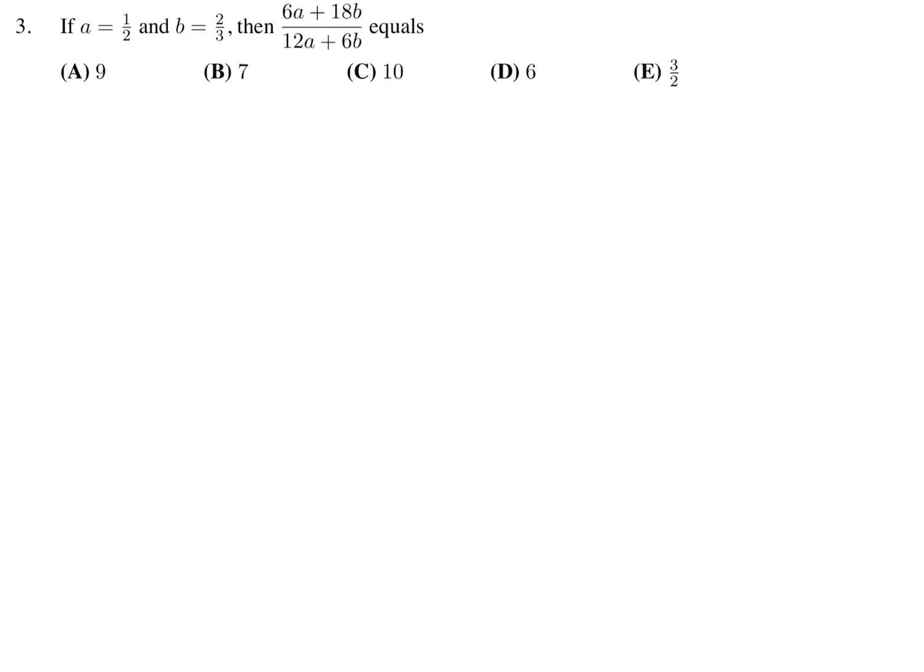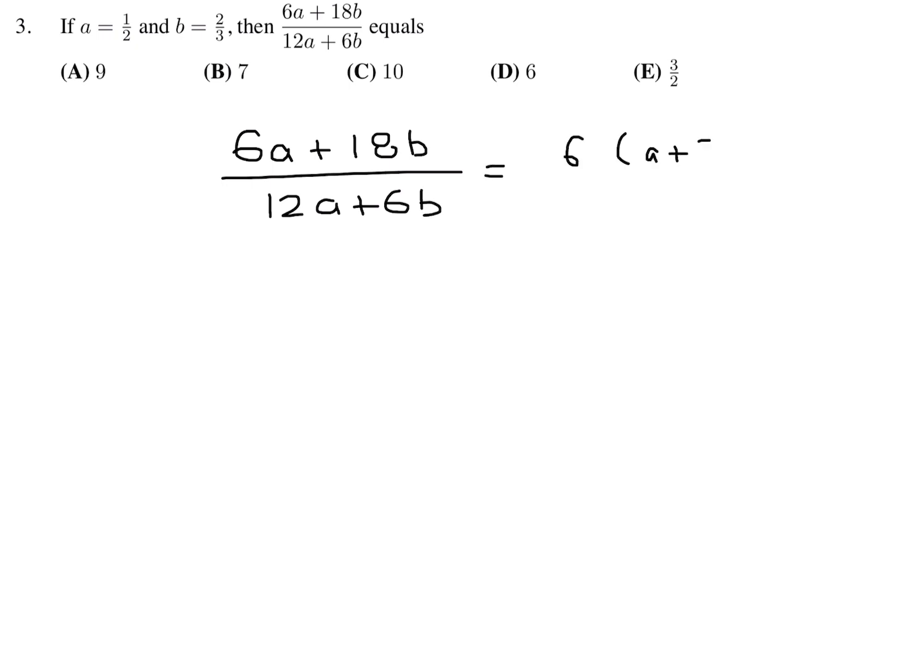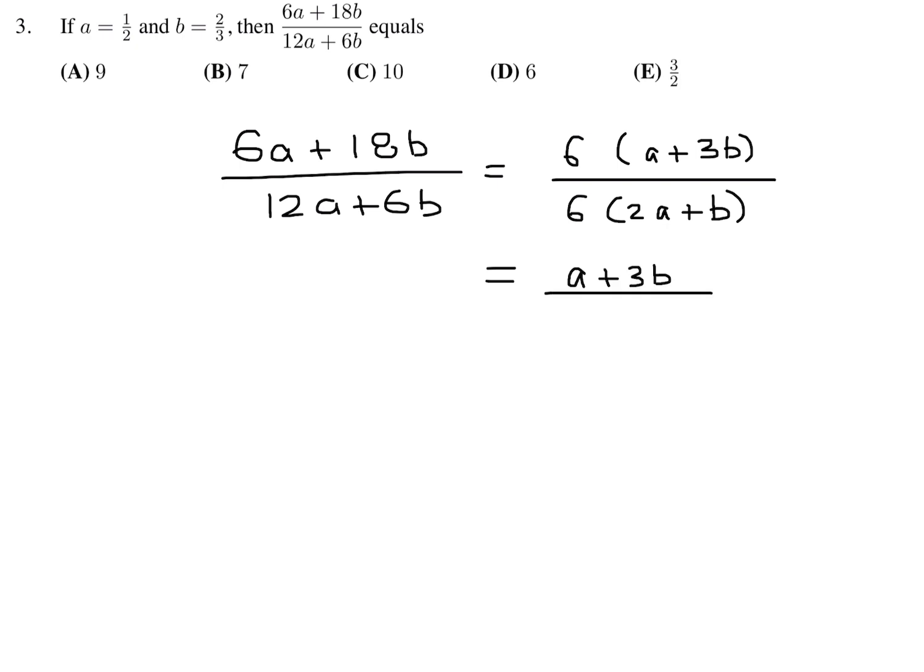If A is a half and B is 2/3, then 6A plus 18B over 12A plus 6B. If you factor out a 6, you get A plus 3B over, same thing, factor out a 6, you get 2A plus B. And then you just have to be concerned with what's left if you cross out the 6's. And this might be a little bit easier to work with.